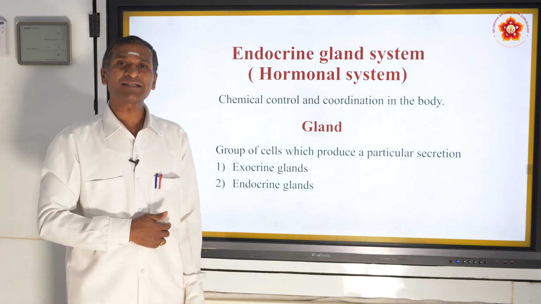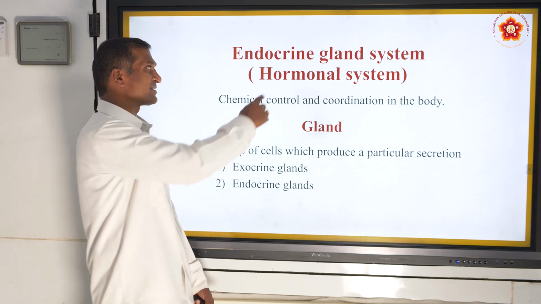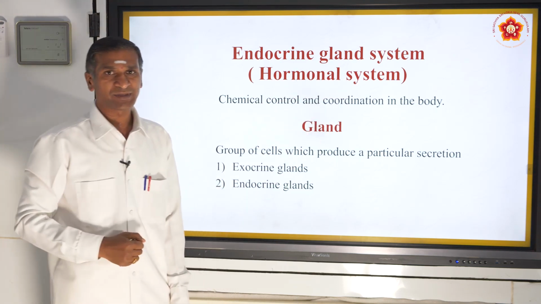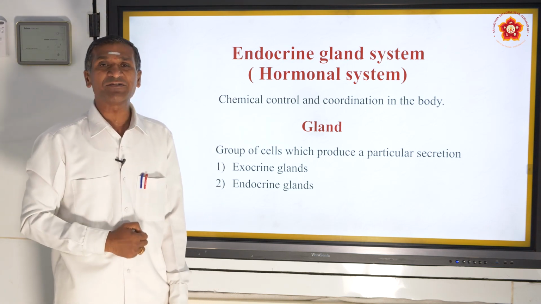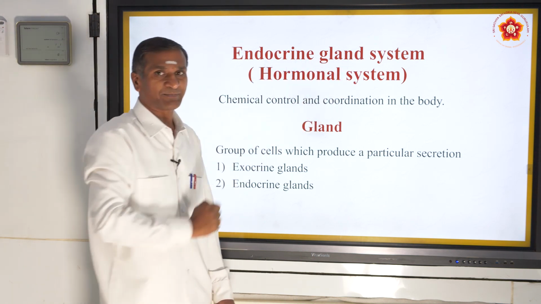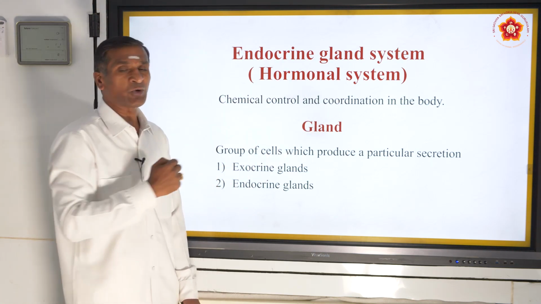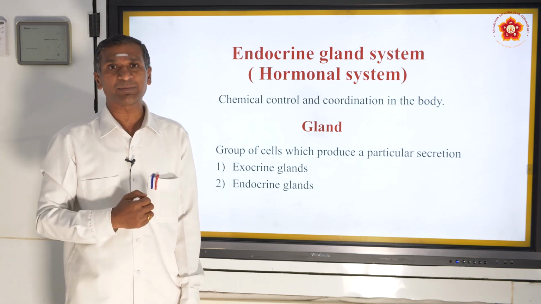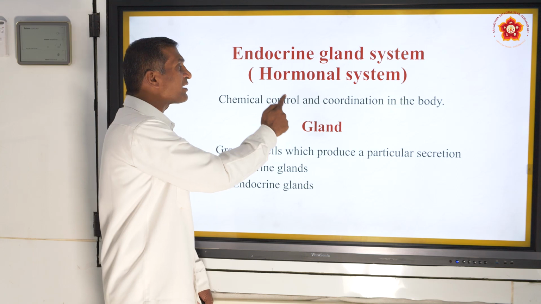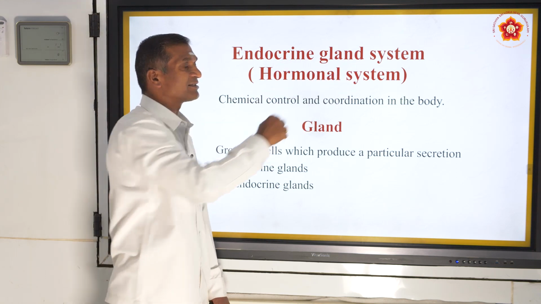Today's class, the last part of this chapter, the sixth part: the human endocrine gland system. The endocrine gland system is also called the hormonal system. Hormone is referred to in general terms as chemicals. So the endocrine gland system, or the hormonal system, what is its function? It mainly controls the chemicals that are secreted in the body and coordinates those chemicals. So the chemical control and coordination in the body is carried out by the endocrine gland system.